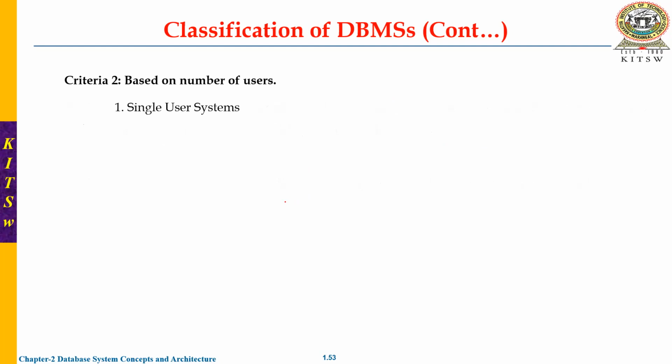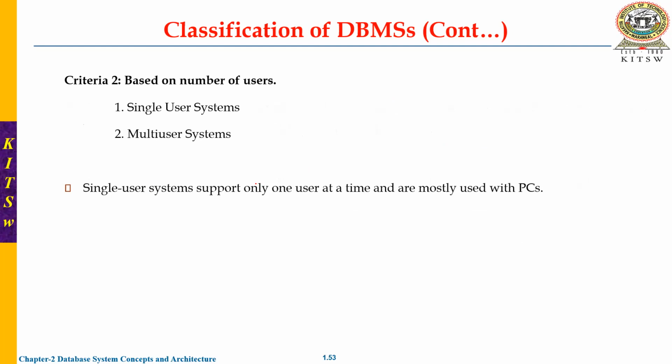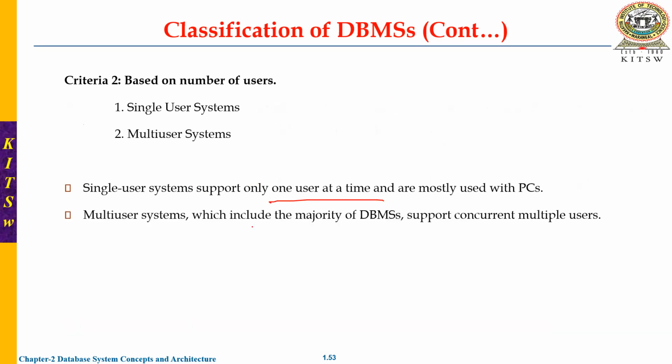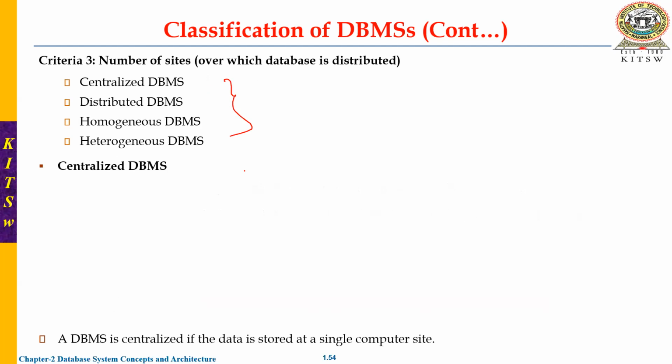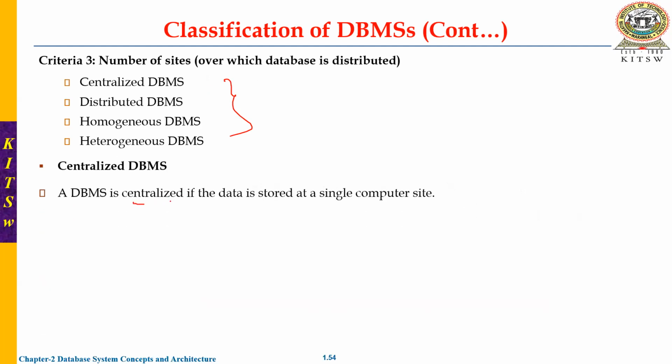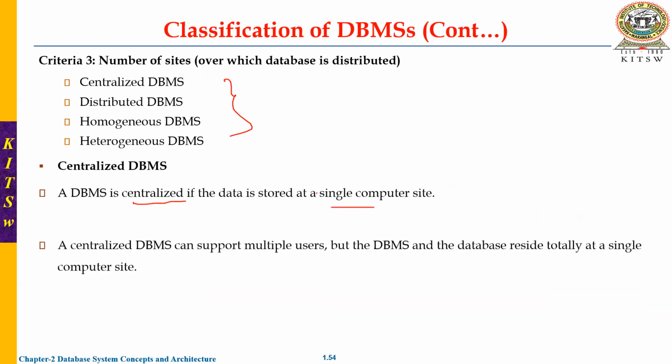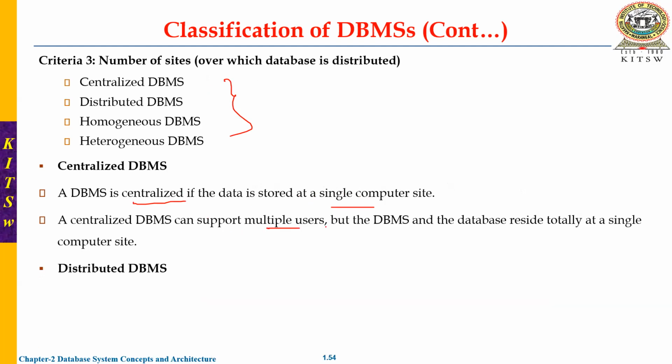Criteria 2 is based on the number of users. There are single user systems and multi-user systems. Single user supports only one user at a time and is mostly used with PCs. Multi-user systems, which include the majority of DBMS, support concurrent or multiple users. And number 3 is categorized on the number of sites: centralized, distributed, homogeneous, and heterogeneous. A DBMS is centralized if the data is stored in a single computer, and a DBMS can support multiple users also when it is centralized.